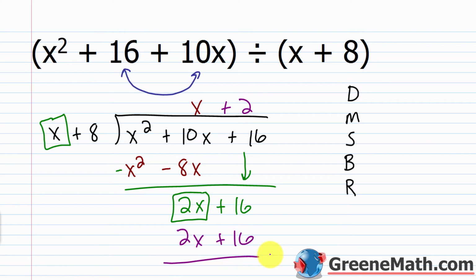So we could see we wouldn't have a remainder here, right? Anything minus itself is 0. But again, for the sake of completeness, we're going to subtract this away. So I'm going to change the sign of each term. This will be minus, and that'll be minus, and then I can erase this.